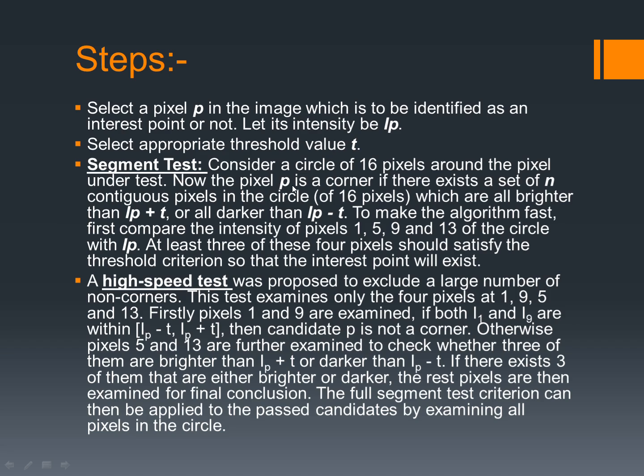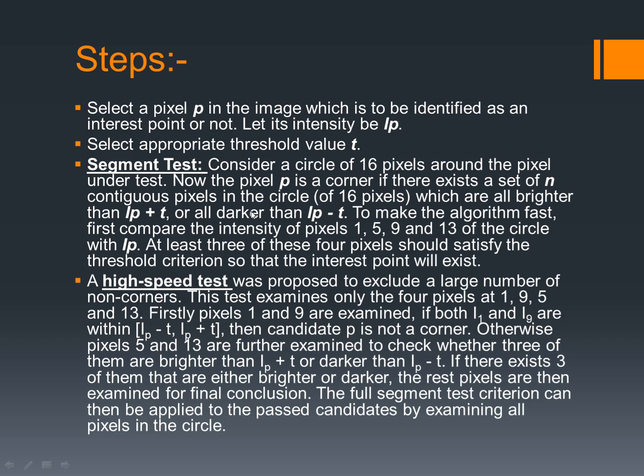This FAST algorithm is supposed to be fast because every time you take a pixel and compare it with 16 other pixels surrounding it, it will take a long time. So a high speed test is checked first, and then a segment test is applied. Basically, in the segment test a pixel is taken whose intensity is IP, and we need to select an appropriate threshold for it, with 16 pixels surrounding it. As I've told you, it checks whether they are brighter or darker, and if it's greater than or equal to 12, then it's considered to be a key point.